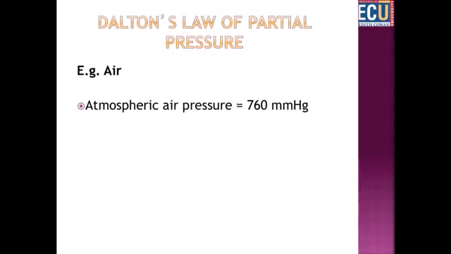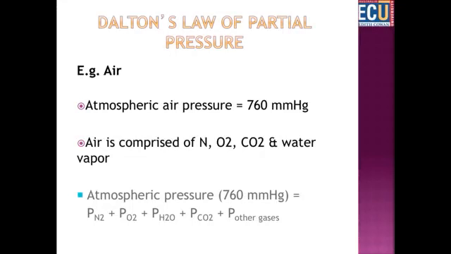Okay, so example, air. As we know, air isn't just all oxygen, but we know the atmospheric air pressure is 760 millimeters of mercury. Air is comprised of nitrogen, oxygen, carbon dioxide, and water, and we can see that the atmospheric pressure is 760 millimeters because if we look at the partial pressure of nitrogen, oxygen, water vapor, carbon dioxide, and the partial pressure of other gases, we get an accumulated partial pressure of 760 millimeters of mercury.